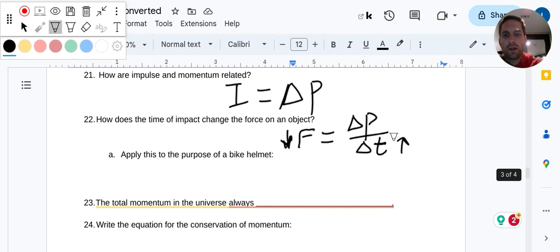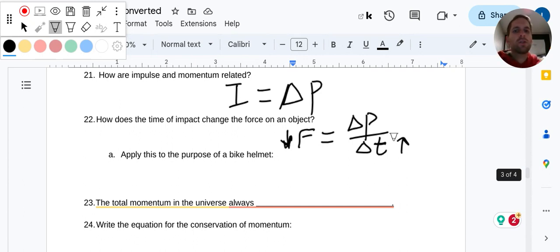Right? So, in the case of a bike helmet, you're falling. If you're falling to the ground and you hit your head, you have the same momentum for both times, but the more your head has a cushion, like the more time your head is on the ground, the less force is applied.